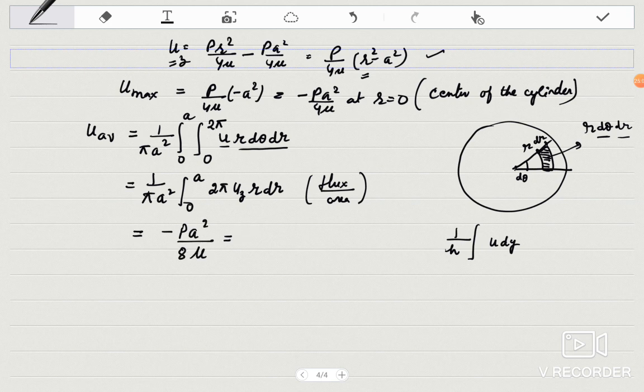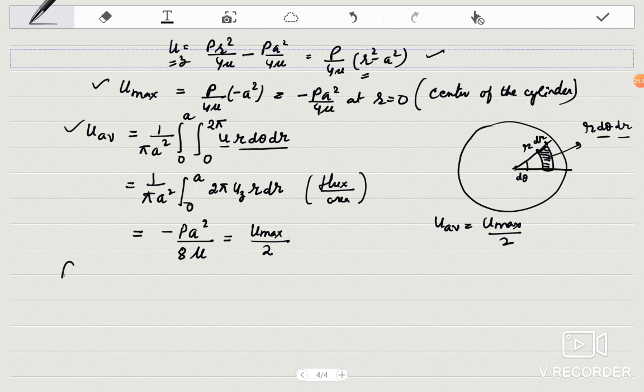You may be asked the relation between U average and U maximum. If you compare these two, you get that it is U maximum by 2. So this is the relation for the Hagen-Poiseuille flow. What is the relation? The relation is that U average is equal to U maximum by 2.